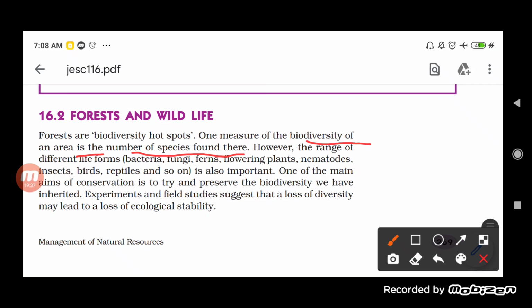A large area of land on which trees and other plants grow naturally is called a forest, students. The range varies, somewhere it is more, somewhere it is less. One of the main aims of conservation is to try and preserve the biodiversity that we have inherited.